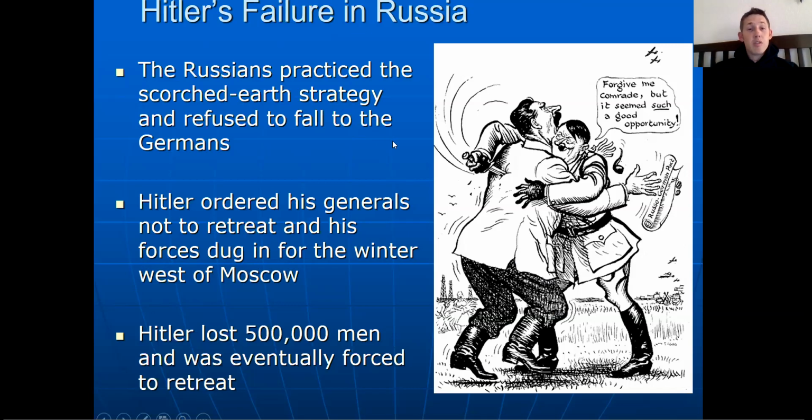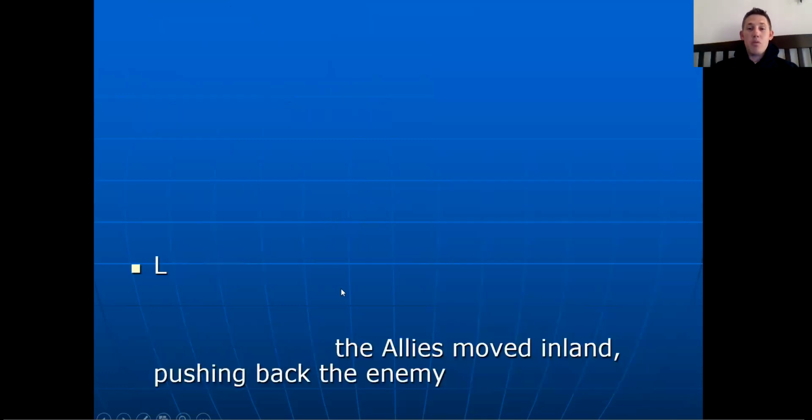So Hitler orders the generals not to retreat, dug in. As I've told you many, many times in my class, if I teach you one thing in this class, it's if you ever try to take over the world, don't attack Russia in the winter. Hitler does it. It works out just the same way it did for Napoleon. Not great. Hitler eventually lost 500,000 men and was forced to retreat.